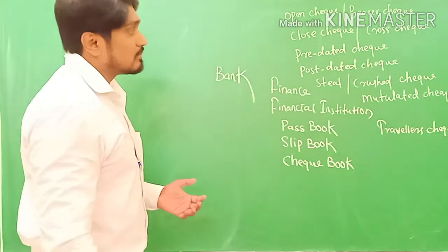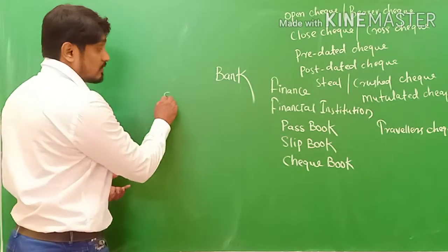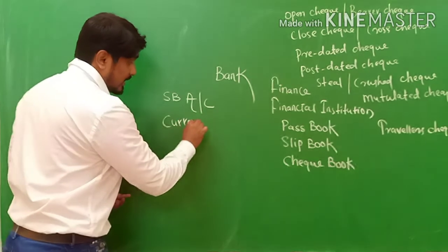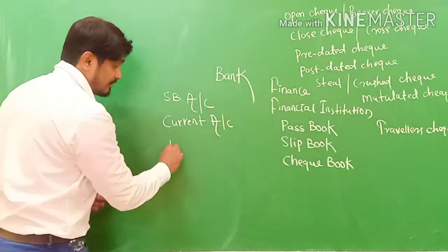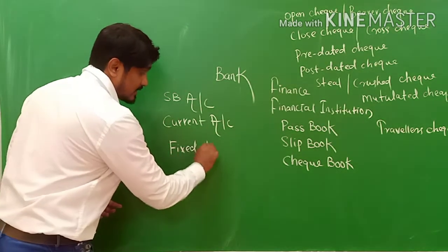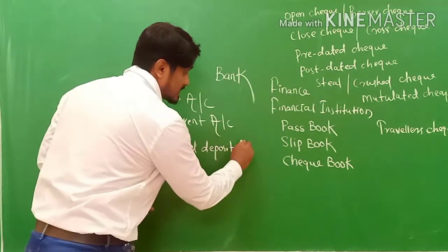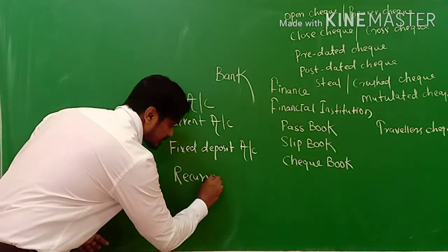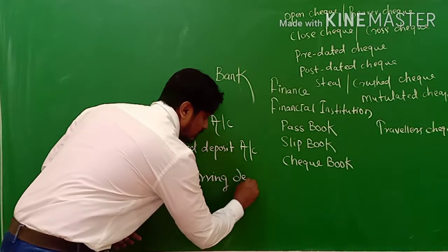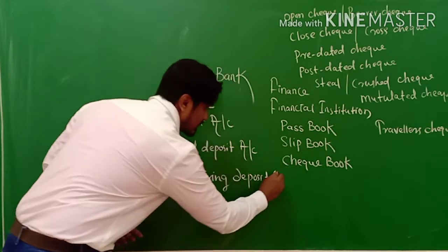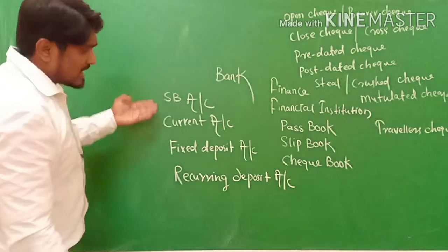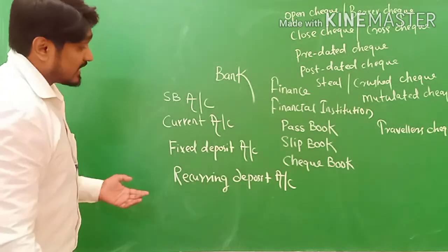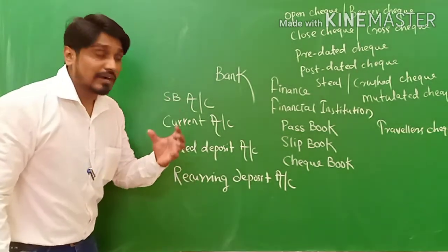Then what else comes into my mind? Savings bank account, SB account, then current account, then FD account, fixed deposit account, then RD account, recurring deposit account. These are four major and very important accounts: savings bank account, current account, fixed deposit account, recurring deposit account. So these are the accounts coming into my mind.